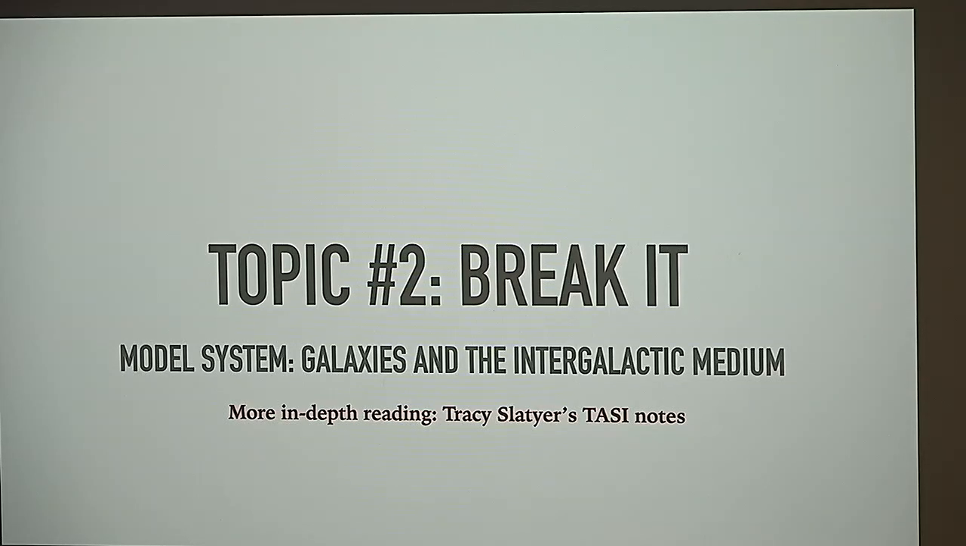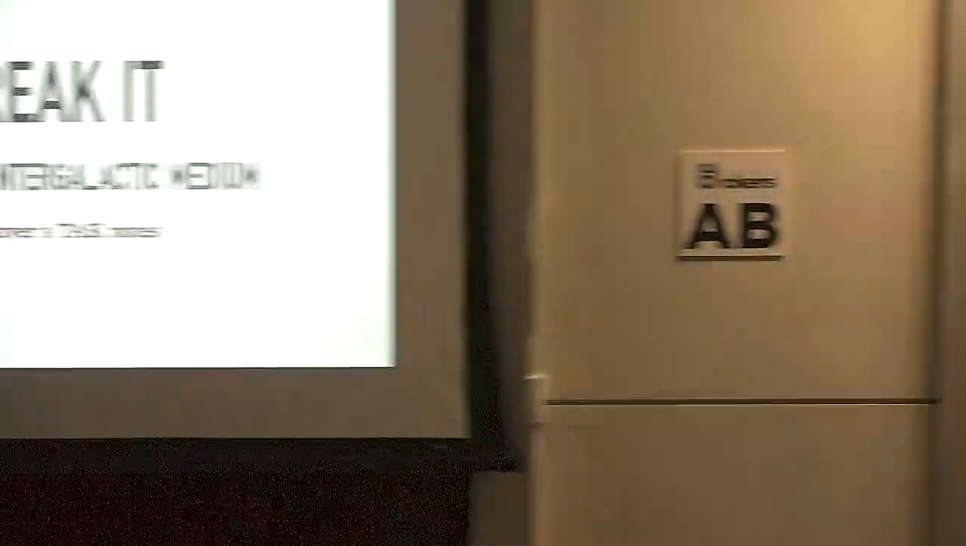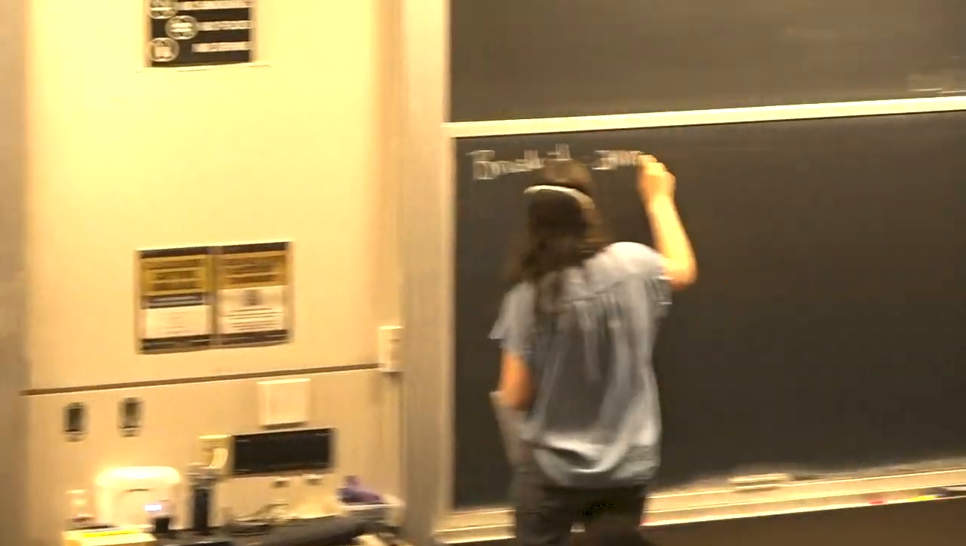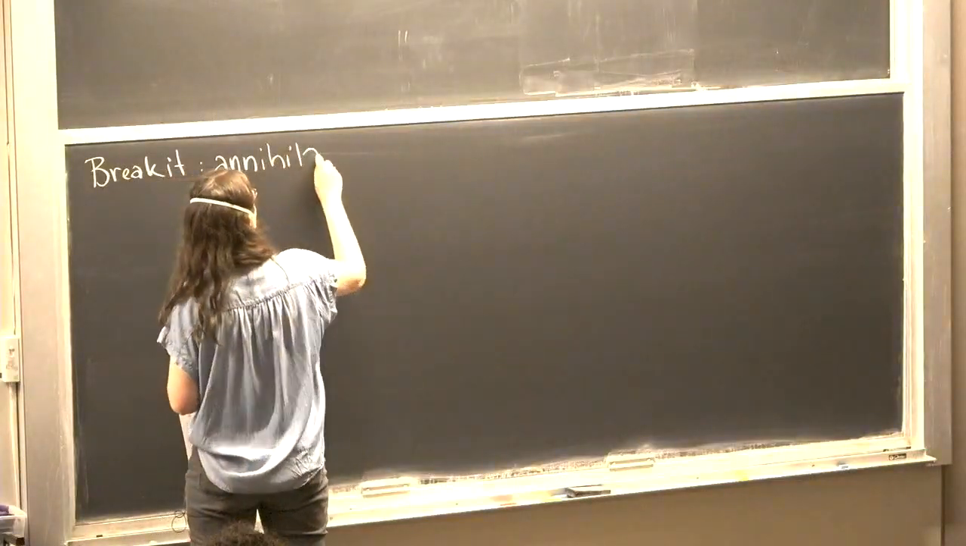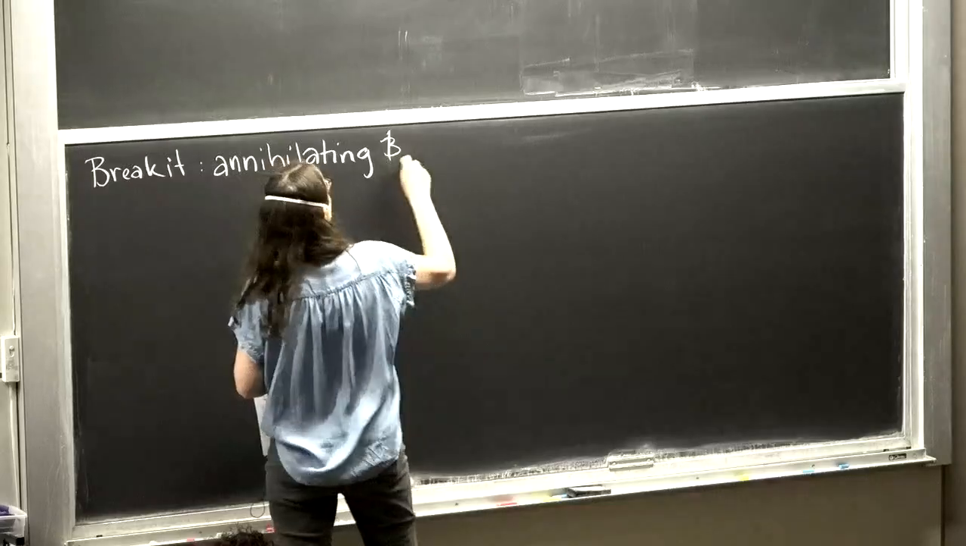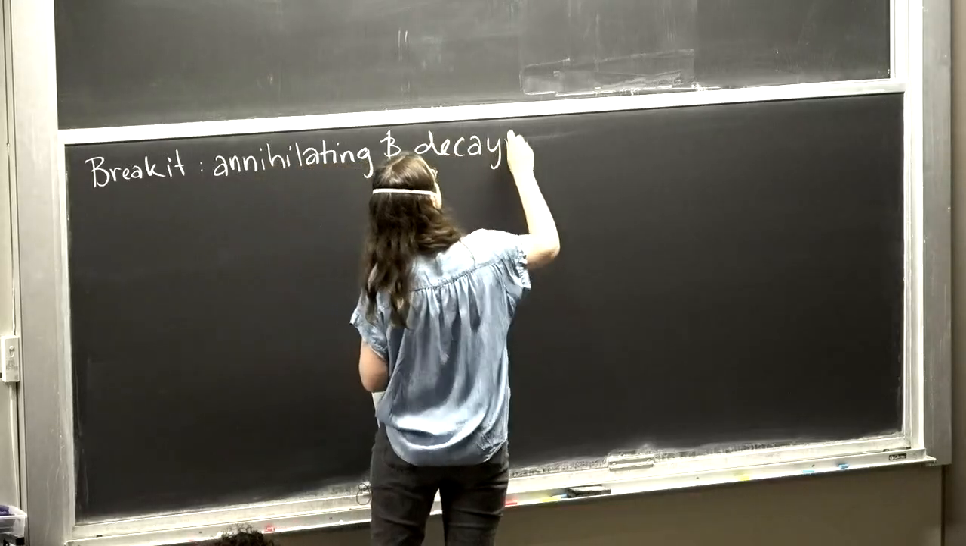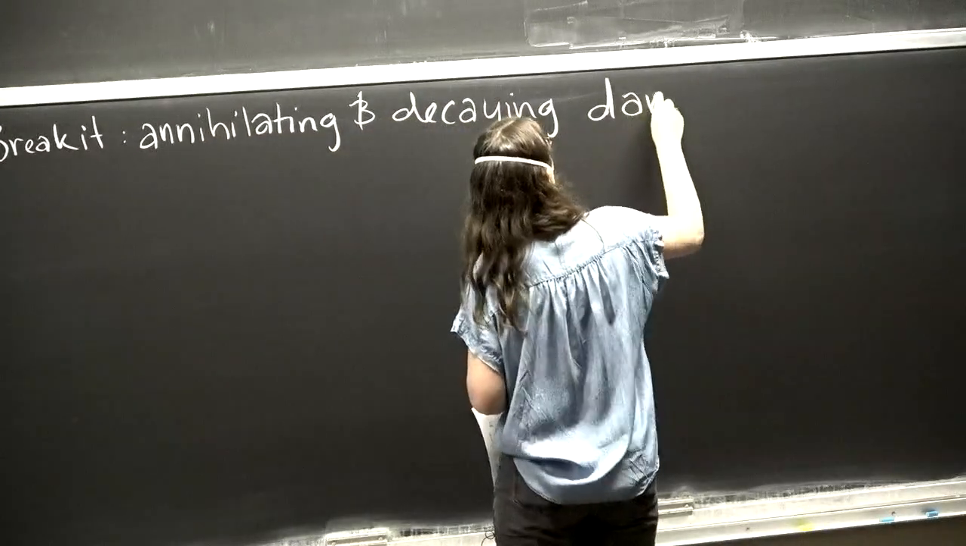All right, and where are my notes? Here they are. So we're going to talk about dark matter now. So far in all of these lectures, we've just been talking about particles that exist as states in the spectrum, but now we're going to specifically talk about dark matter. So we're going to talk about annihilating and decaying dark matter.